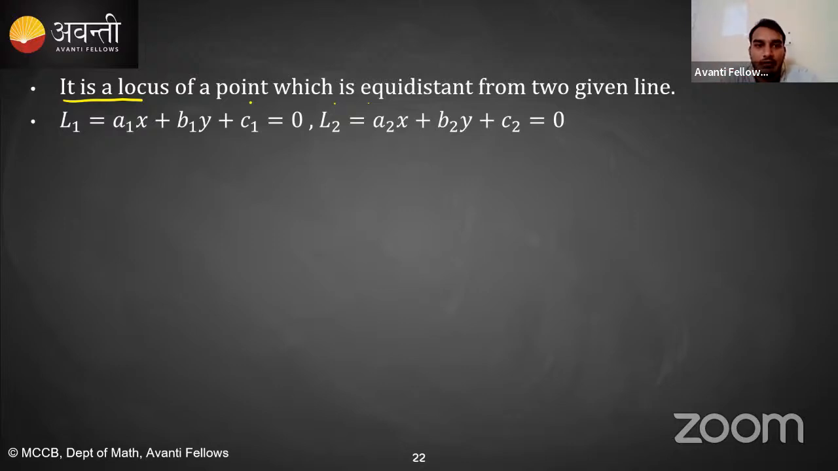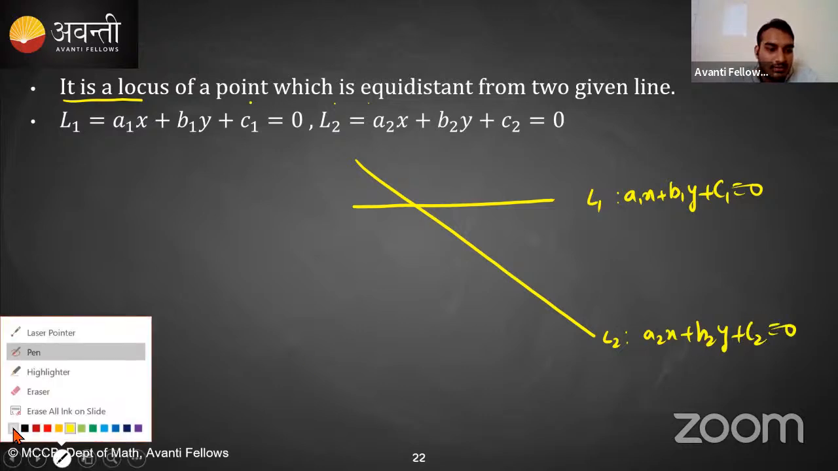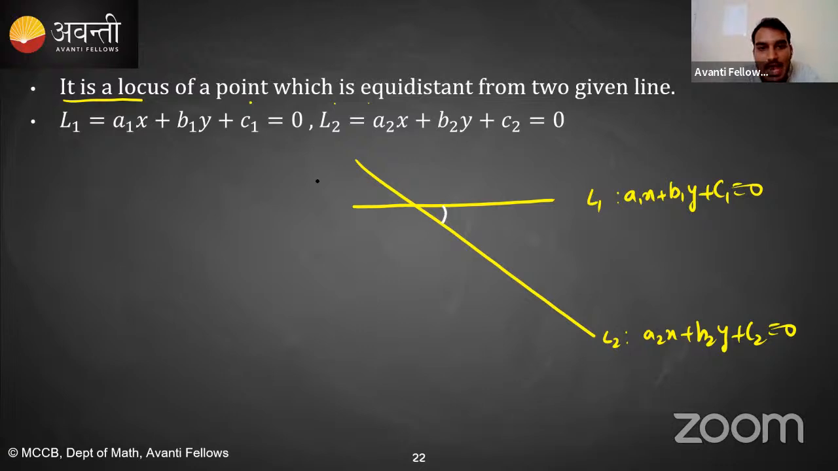What I mean to say is, let's say this is line L1, which is A1x plus B1y plus C1 is equal to 0. And this is line L2, A2x plus B2y plus C2 is equal to 0. They are making some angle in between. So for the angle between the two lines, how many angle bisectors will exist? Can anybody tell me in the chat box? How many angle bisectors will be there?